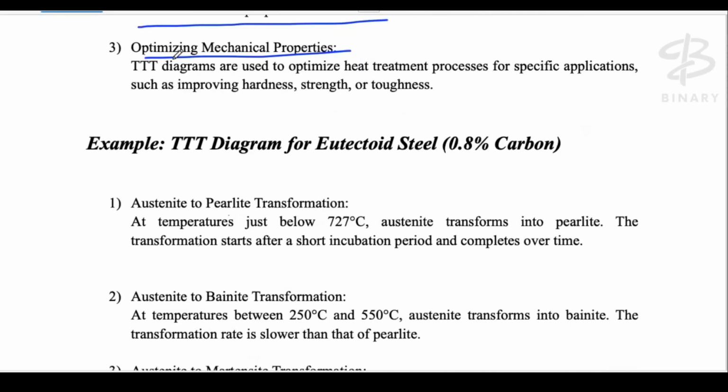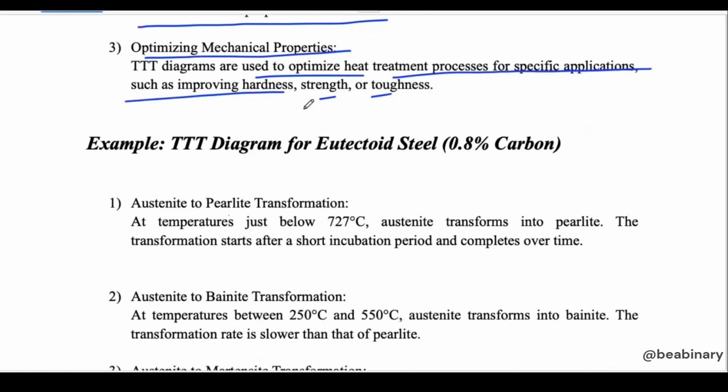Okay, so optimizing the mechanical properties: TTT diagrams are used to optimize the heat treatment process for specific applications, such as improving the hardness, strength, and toughness. That was very obvious, because since we have started the topic of heat treatment, we have already seen these properties for which we are having different processes.